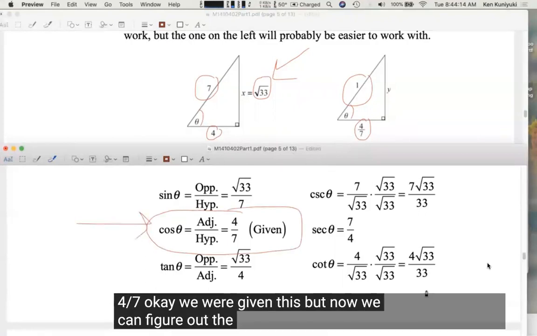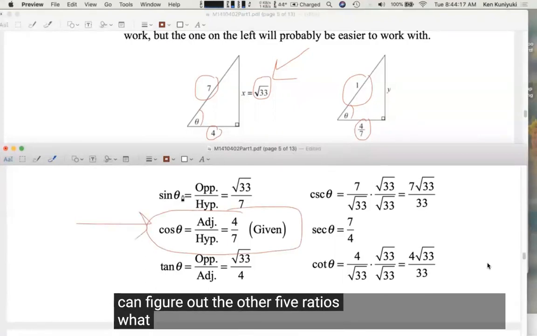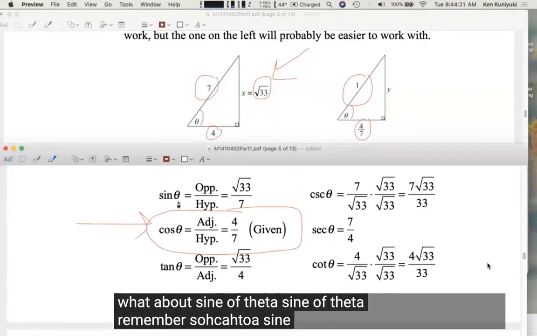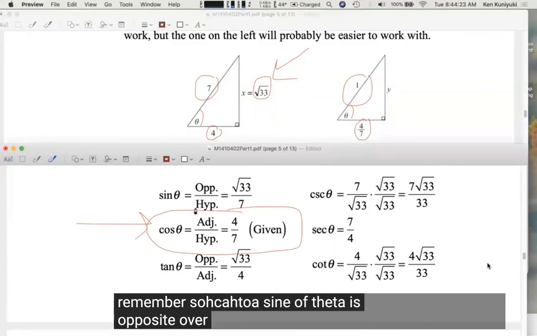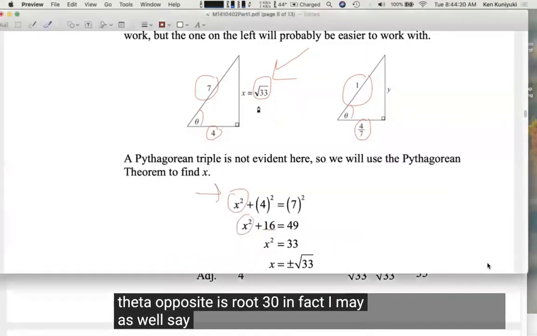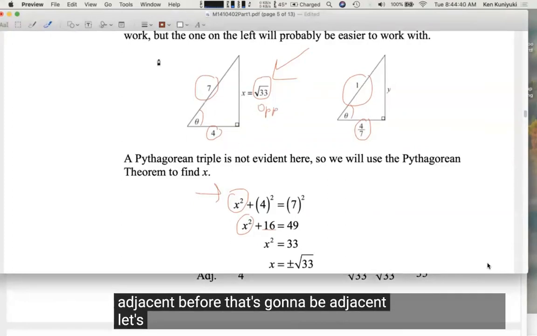But now we can figure out the other 5 ratios. What about sine of theta? Sine of theta, remember Sokatoa. Sine of theta is opposite over hypotenuse. Relative to theta, opposite is root 33. In fact, I may as well say this is opposite. And this is adjacent, the 4. That's going to be adjacent. Let's type it in. That's adjacent over there.